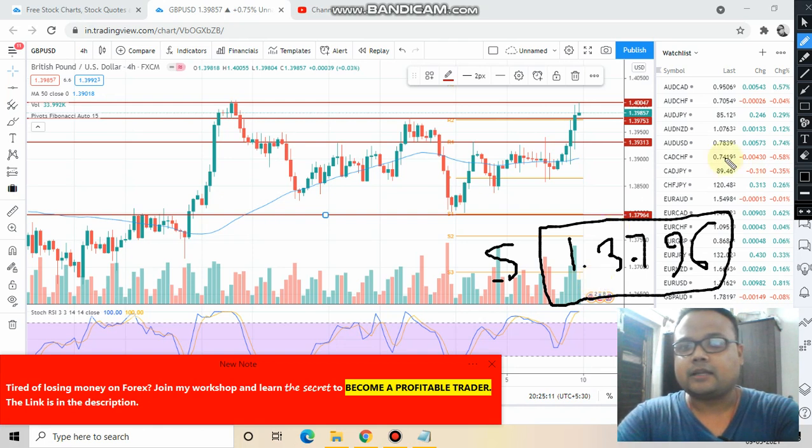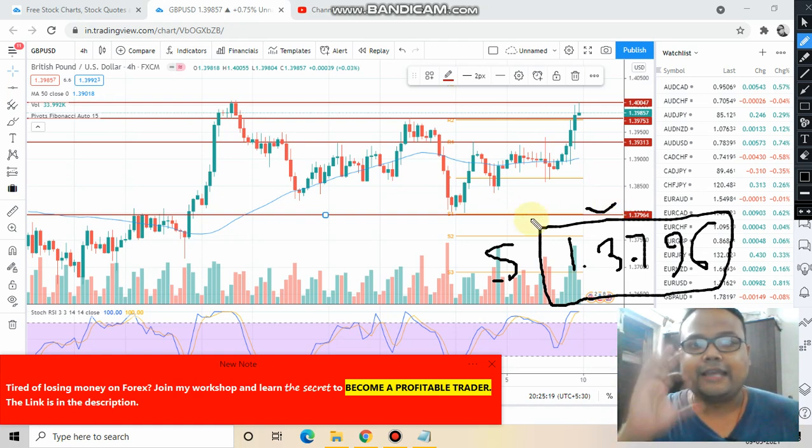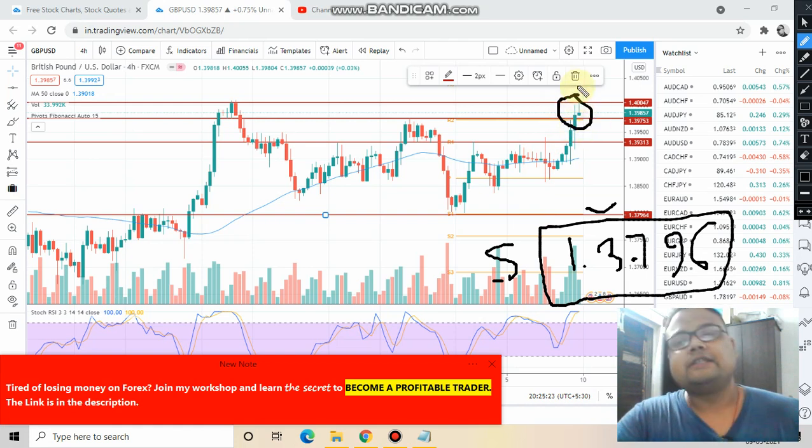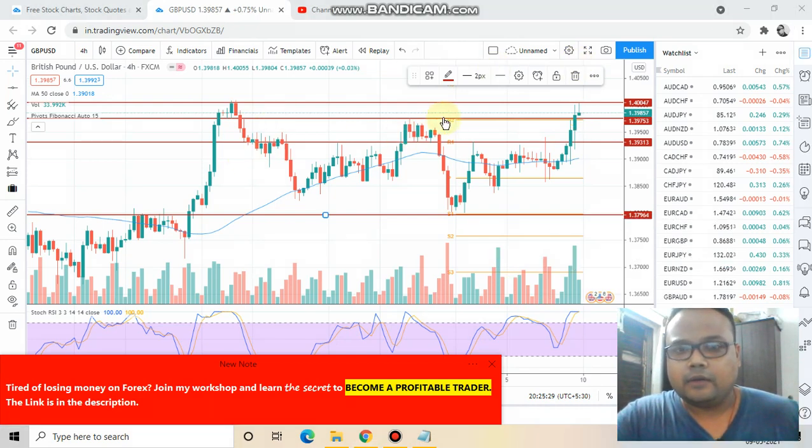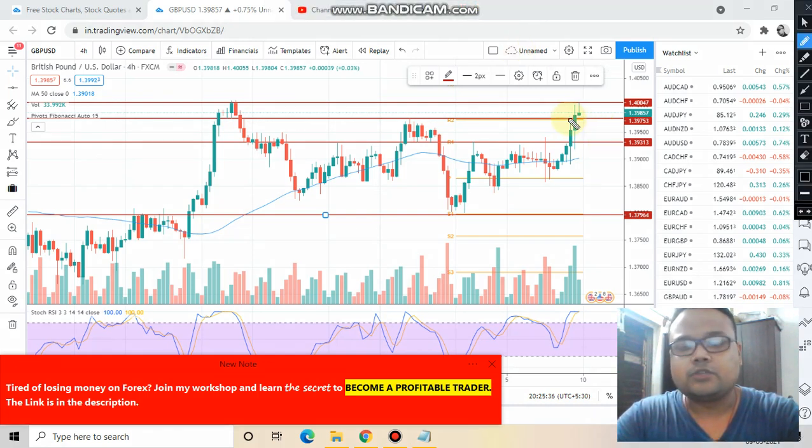In case market comes down to this particular level and you see that price is bouncing off from here, then this is the best position to buy GBP USD. But as of now, we can see that GBP USD is trading here and facing resistances as we expected. But in a market condition like this, generally what we do is that we simply short the market once we see price rejection from above.